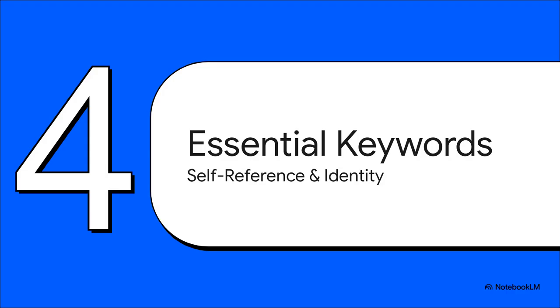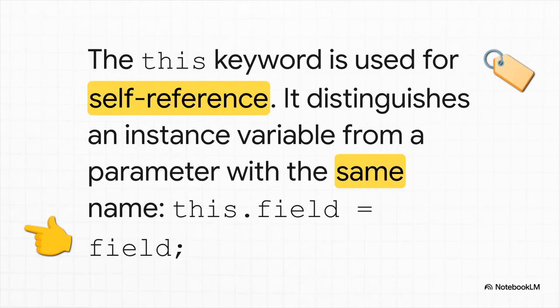All right, now let's quickly go over a couple of essential keywords. These are the tools that objects use to refer to themselves and to tell the outside world what they're all about. First up is the this keyword. It's basically a way for an object to refer to itself. It's how it says me. This is really important for getting rid of confusion, especially in constructors. When you have a parameter with the same name as a field, writing this.field makes it perfectly clear that you're talking about the object's own field. It's a small but vital tool.